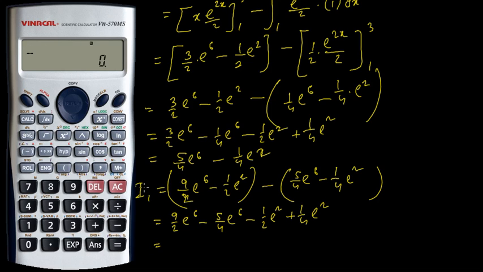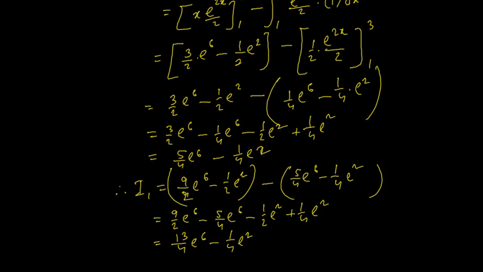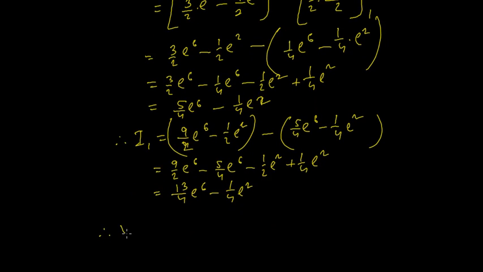So this would be 9 by 2 minus 5 by 4, this would be 13 by 4 e to the power 6, and 1 by 4 minus half is minus 1 by 4 e to the power 2. The sum will finally be volume. Therefore volume equals, it was pi I1, so pi I1 is this, 13 by 4 e to the power 6 minus 1 by 4 e to the power 2.